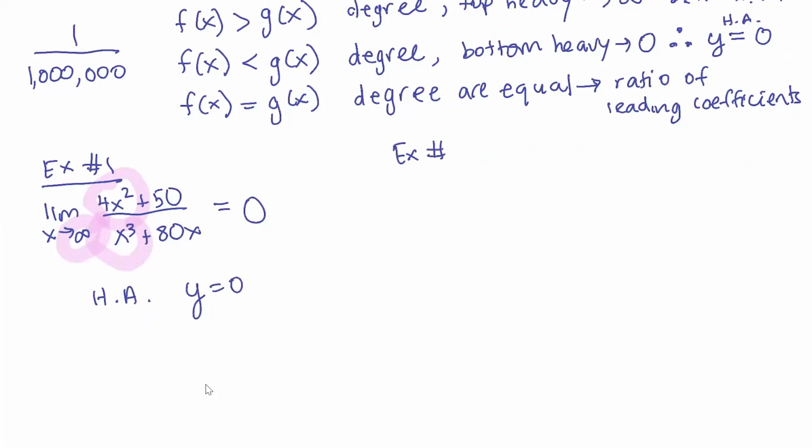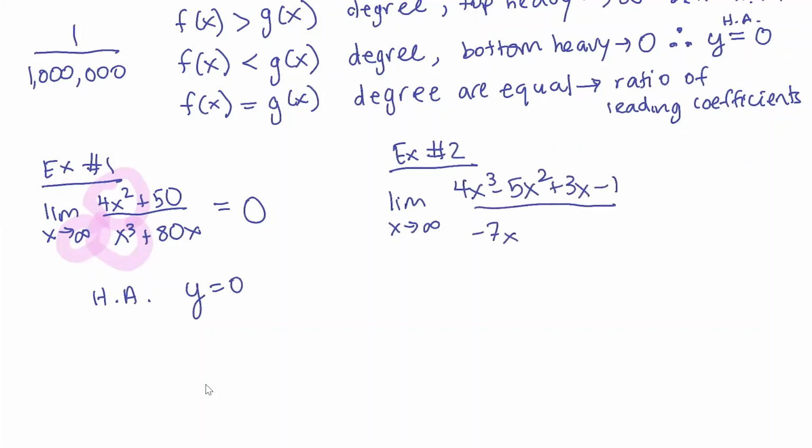Okay, second example: limit as x approaches infinity of 4x cubed minus 5x squared plus 3x minus 1 over, on the bottom, negative 7x minus 25 plus 5x cubed. Okay, top, bottom, or equal? Top heavy, bottom heavy, or equal? Aha, I tricked someone.